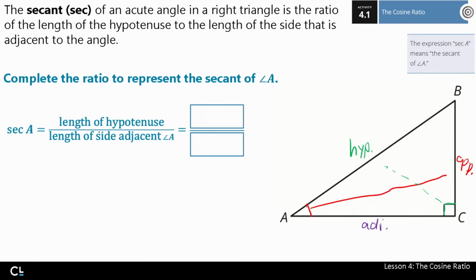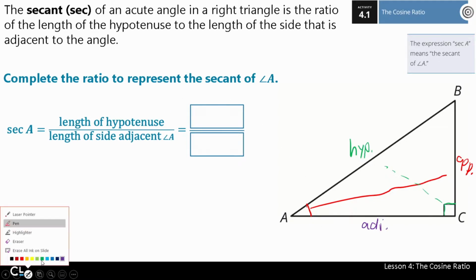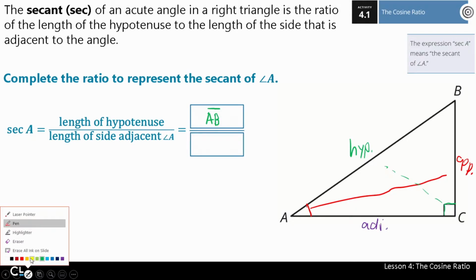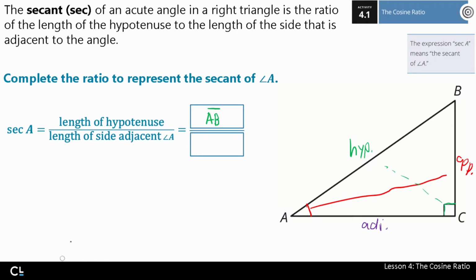So now we want the length of the hypotenuse, which is going to be up top. That's going to be side AB, over the length of our adjacent side, which is going to be AC. So it's just the reciprocal from our last one.